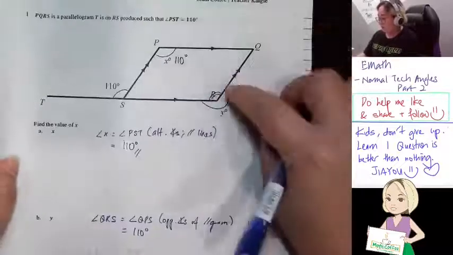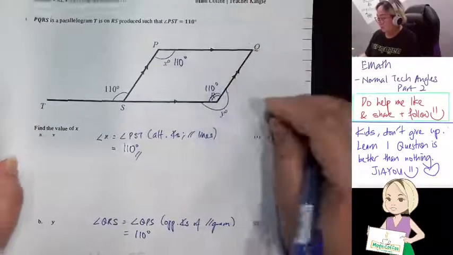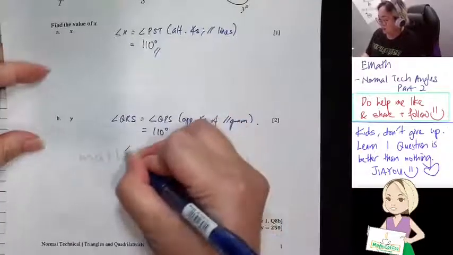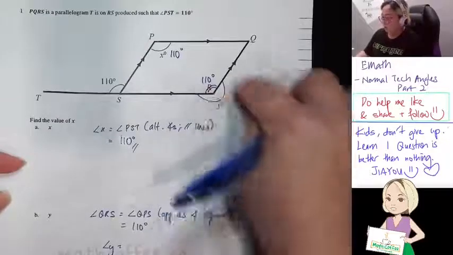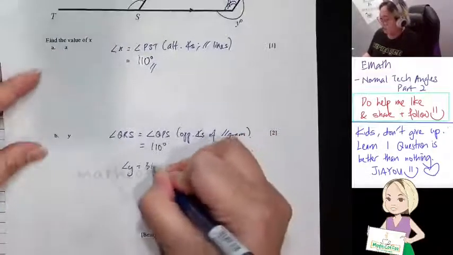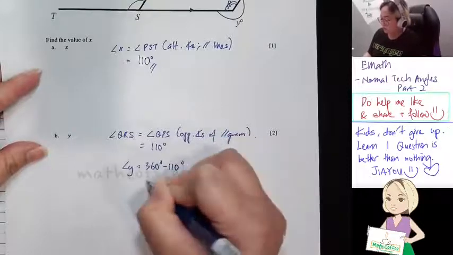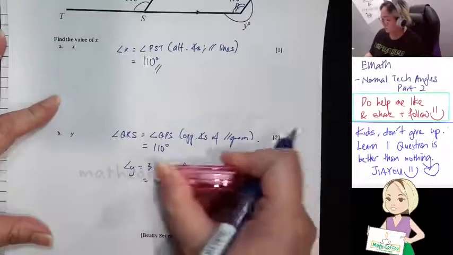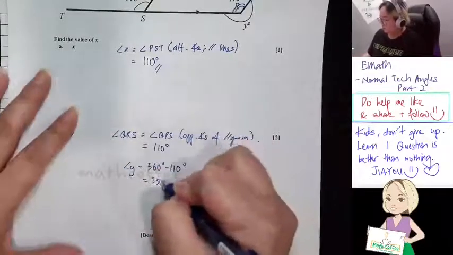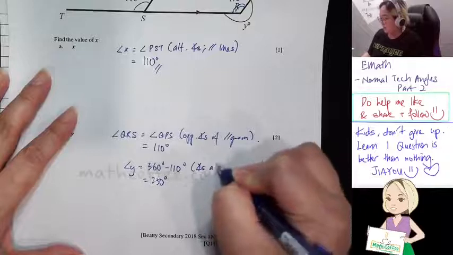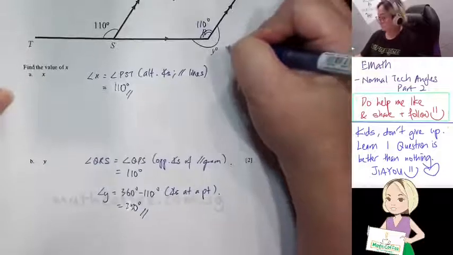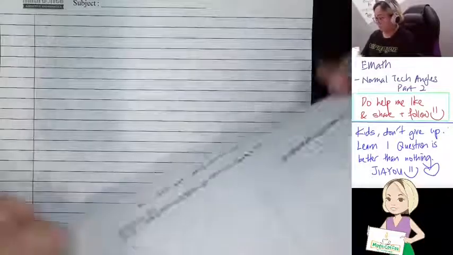We only said that this one is 110. Our task is to find this angle Y. So we will say angle Y. See, this is angles at a point. So you will say 360 degrees minus 110 degrees, so you get 250 degrees. And this reasoning is angles at a point. And we are done. Yes, correct, angles at a point.